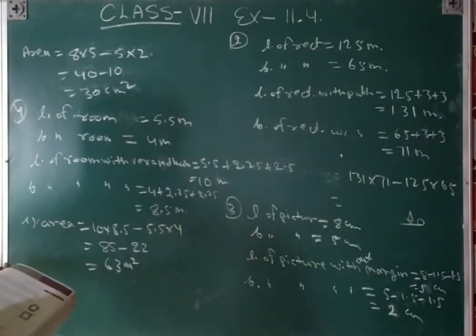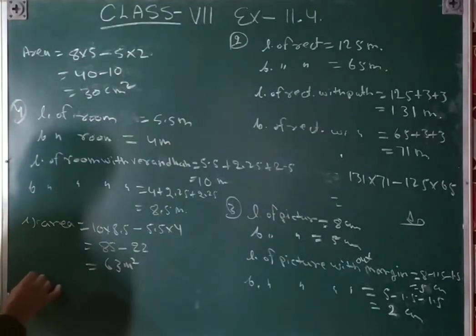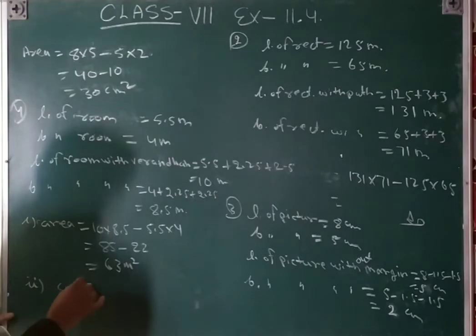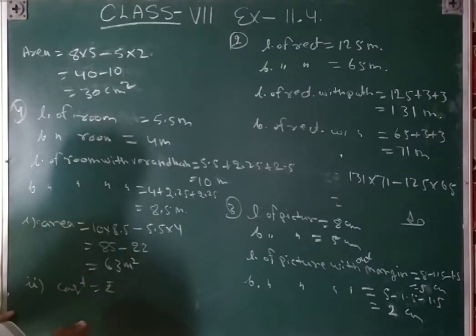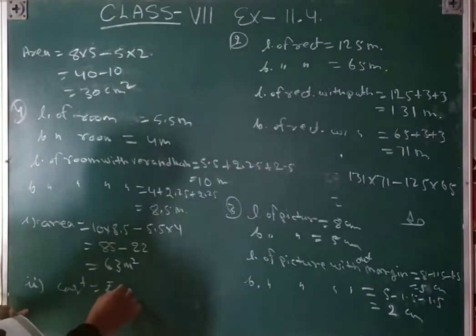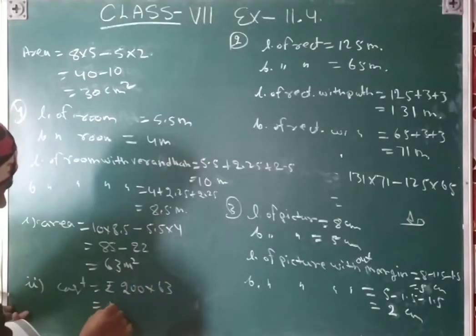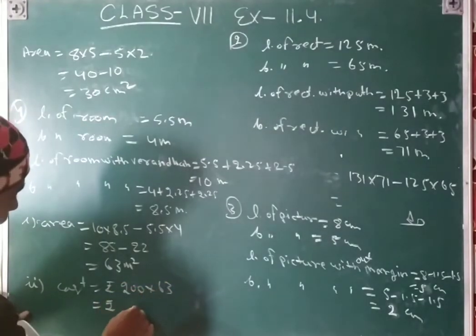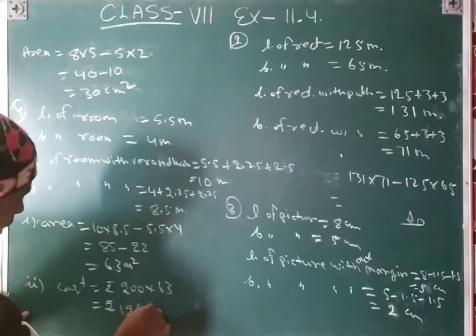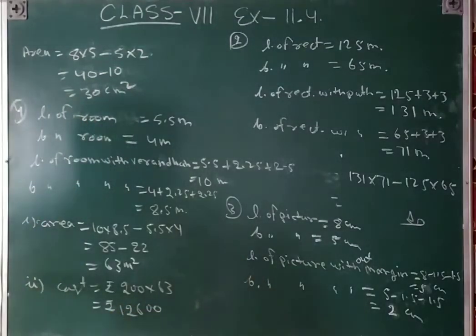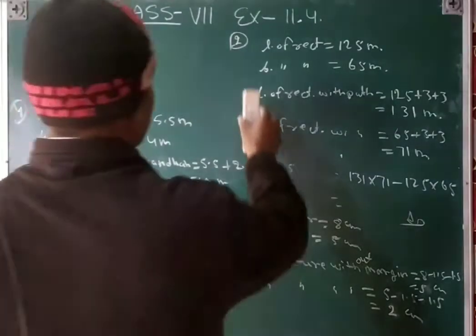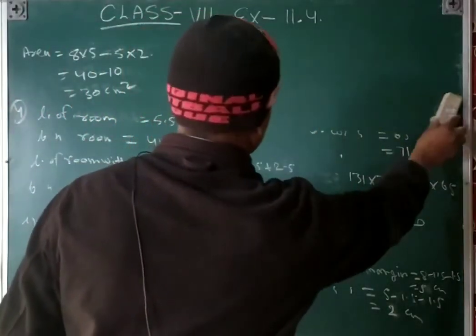And then cost of construction of floor of veranda, that is the second part. Cost is equal to rate, which is given there, 200. 200 into 63, that is 12,600. Then the fifth question.